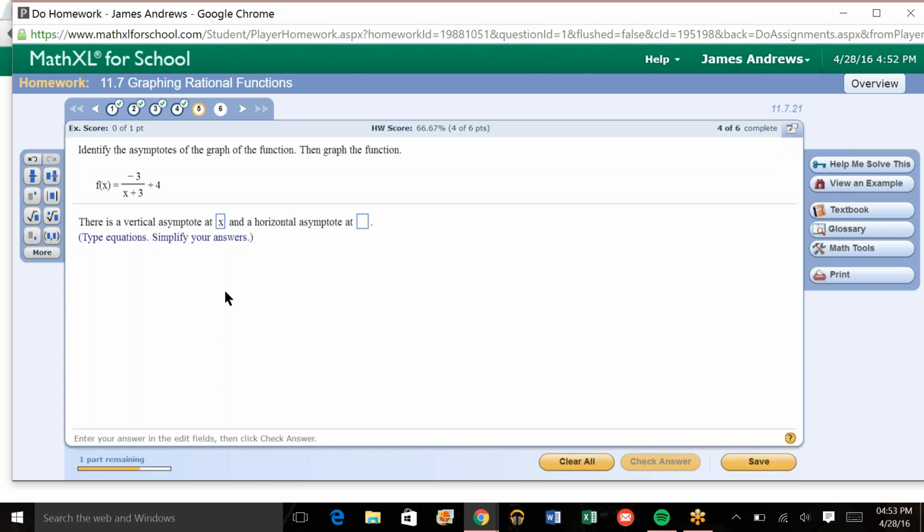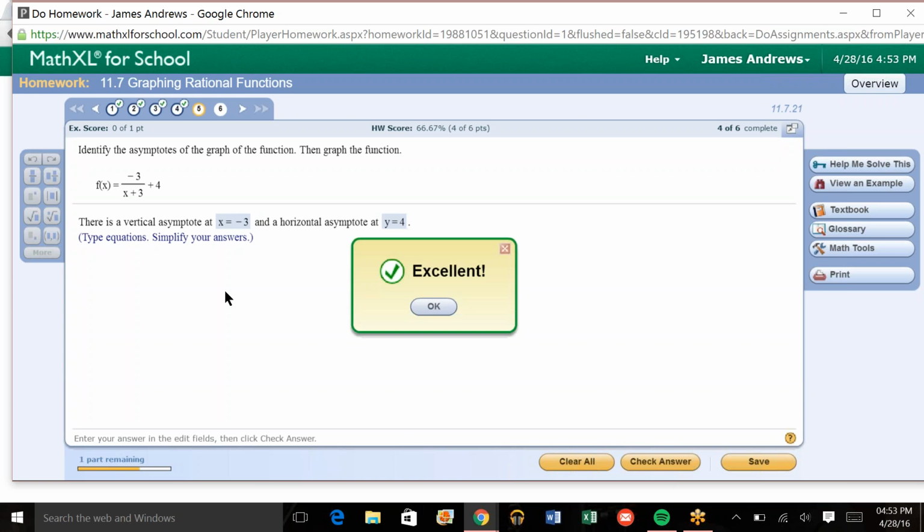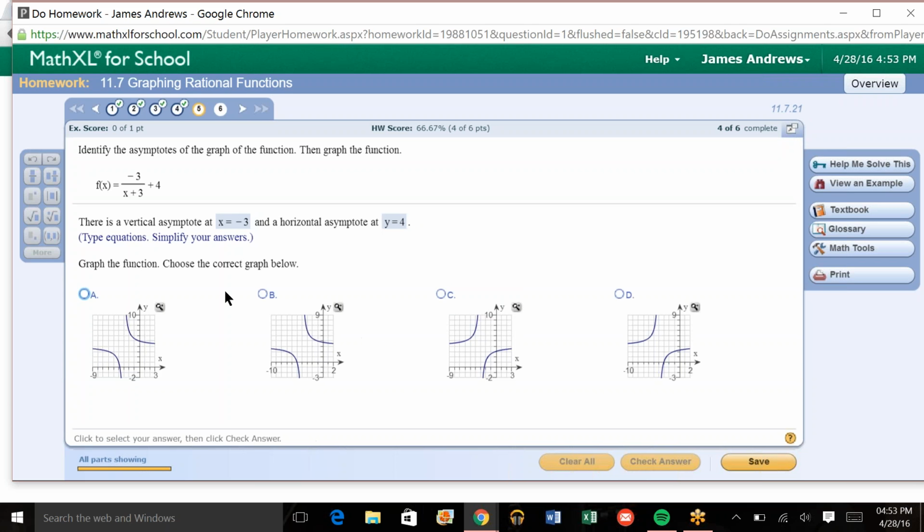So go ahead and put your vertical asymptote in there. Okay, and your horizontal asymptote is what? Y equals plus 4. Correct? Or just y equals 4. I'm not sure what they'll do with that plus. You never can tell with MyMathLab. Okay, so we know our asymptotes.